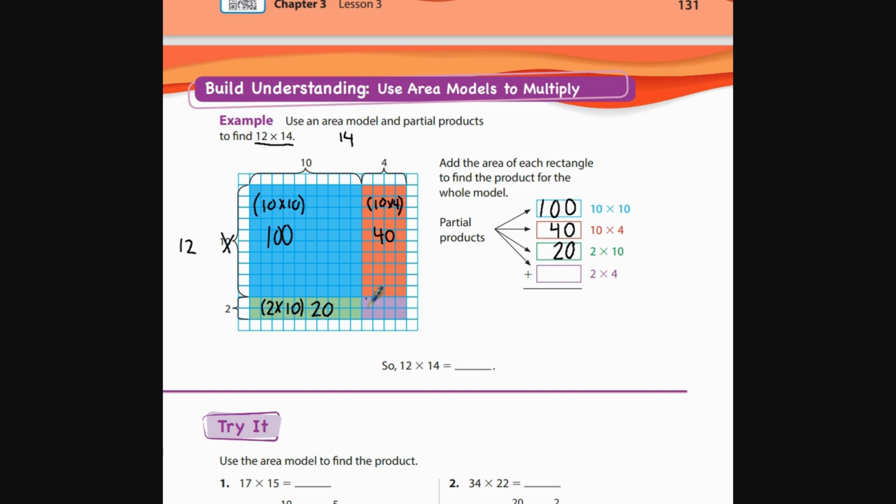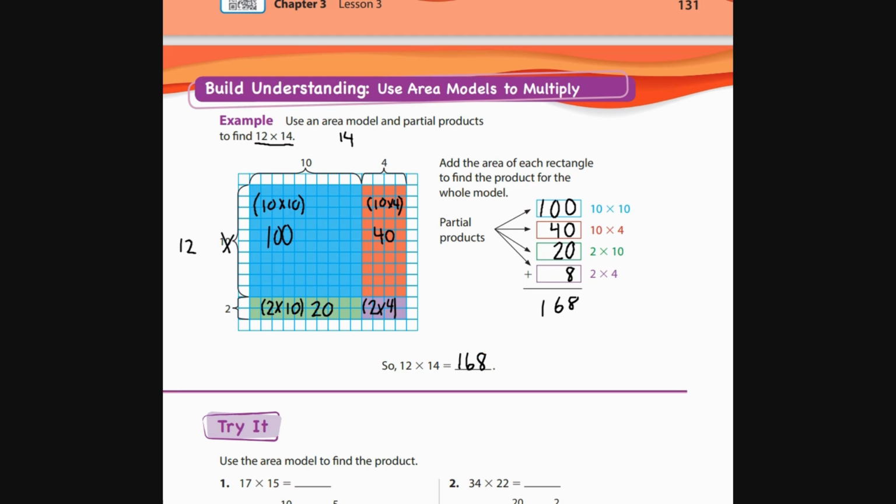And then the last one is going to be 2 again, because I already multiplied times 10. So now I'm moving over times this number, 4. In this case, 2 times 4 is going to give me 8. And my last and final step is just to add everything together. So this, the ones place is 8. In the tens place, I have 4, 5, 6 tens. And I have 100. So 12 times 14 is 168. And that is it.